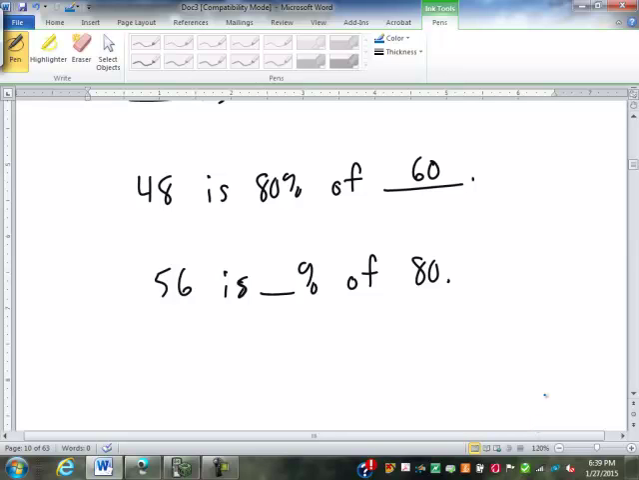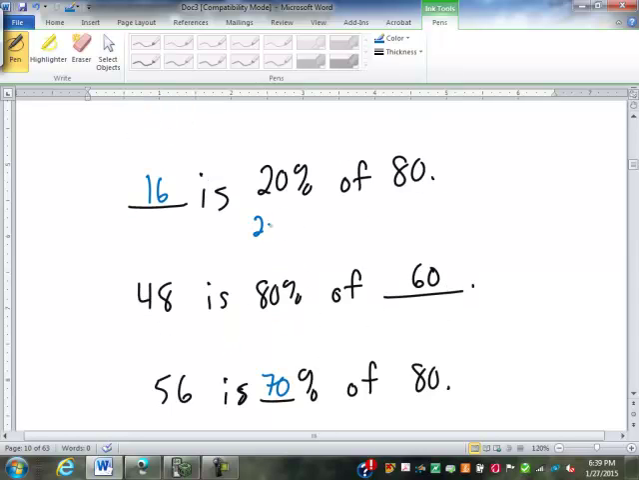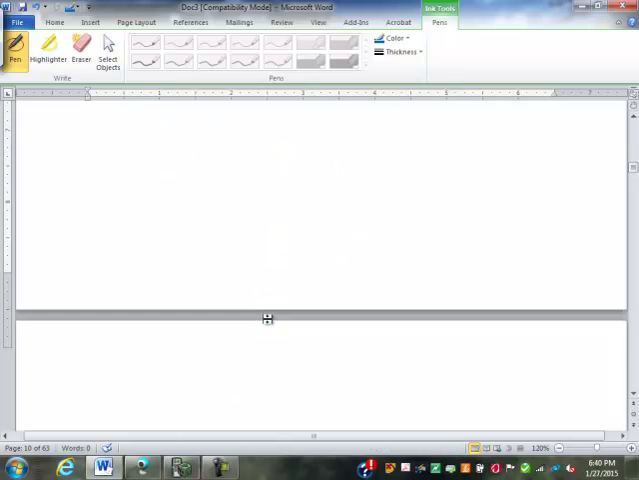What did we come up with? 70. Perfect. Anybody have any problems with those? The first one you did? You got it figured out? So 20% is 20 over 100 equals blank over 80. 20 times 80 divided by 100. You divided by 80. You should divide it by 100. Yeah. I got it. Okay.